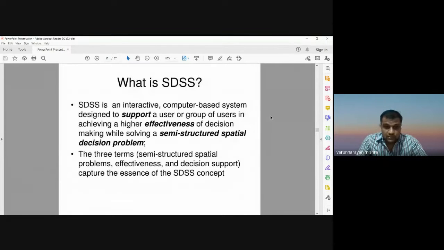You need to first check the problem: is your problem semi-structured or structured? Then, how effective is your decision? Then, what is your decision support system? So there are three terms: semi-structured, effectiveness, and decision support system. These three are the basis of SDSS.